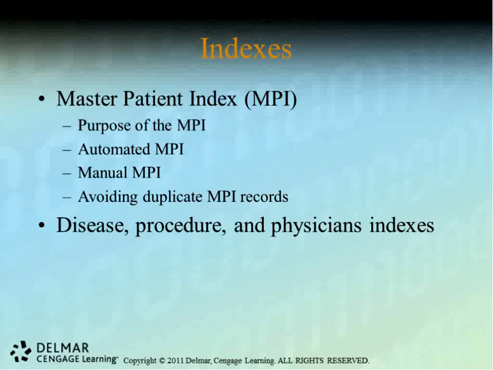A procedure index is organized according to procedures, right? So it will be based on your procedure codes, all right? Your physician index will be organized according to physicians, or maybe their physician ID or something of that nature. Maybe I want to see what type of patients physician X is treating, and so I can pull up my physician index by that physician ID number, the physician name, however you do that, and pull up that physician's patients.